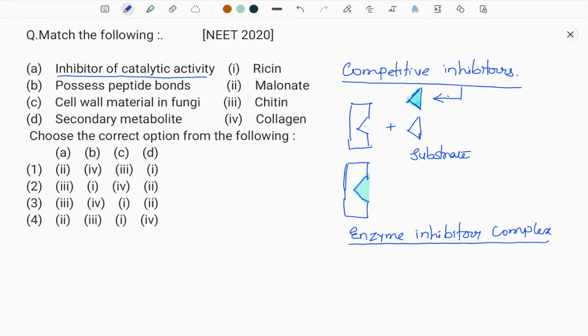As a result, what happens? The substrate doesn't convert into the product because the substrate is not bound with that enzyme, so it will not convert into the product. So this is called competitive inhibition. We have an example here for the competitive inhibitor. The example is malonate or malonic acid, and the name of the enzyme is succinic dehydrogenase.